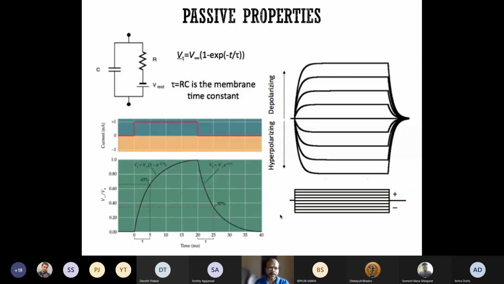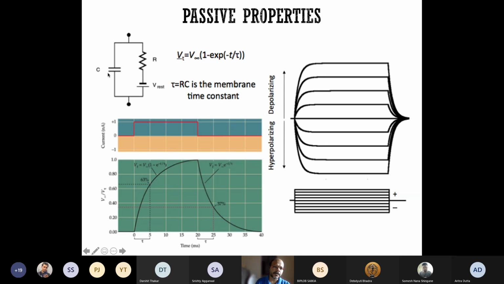Okay, so here's what happens when both are there, which is generally the case. If I inject current into a cell, the voltage initially starts to increase linearly. It is linear to begin with because when I just injected the current, there was no potential difference across this. So nothing was flowing through the resistor.